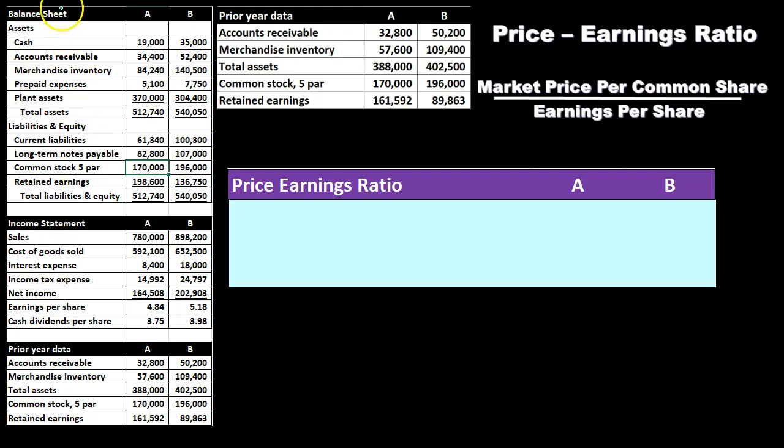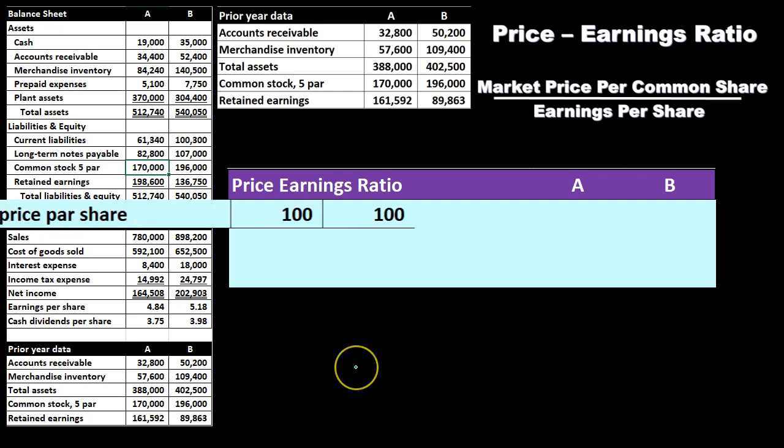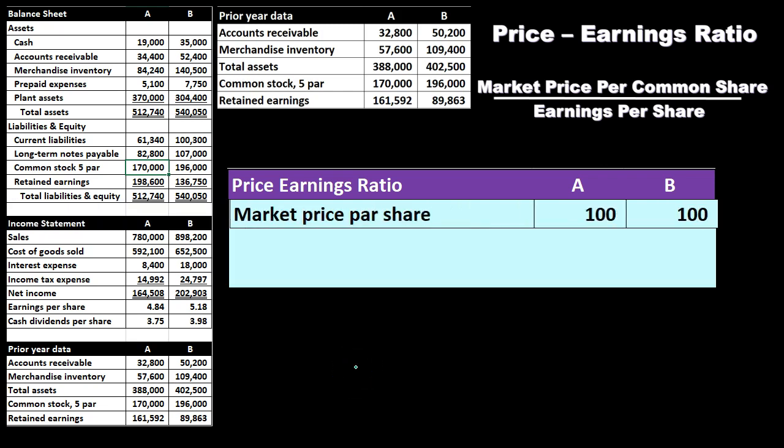Let's take a look at an example. Here's our data. On the left, we got the balance sheet, we got the income statement, we got some extra data, including prior year data. And then we're going to say for the purposes of this problem, the market price for both A and B is $100. So we're just going to take our market price, and again, I'm giving the market price because it's something that's not going to be included on the financial statement, $100.